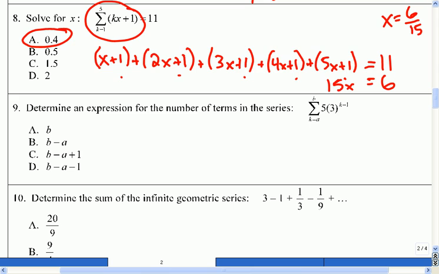Okay, three marks here. Determine an expression for the number of terms in the series. So there it is: top number minus bottom number plus 1. So b minus a plus 1, which gives me c for the number of terms.